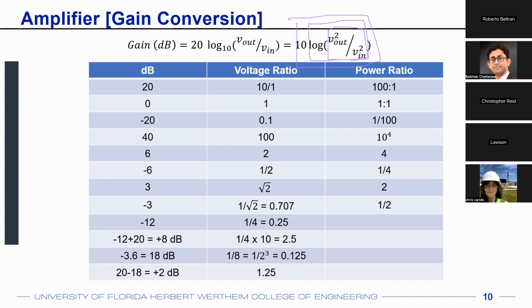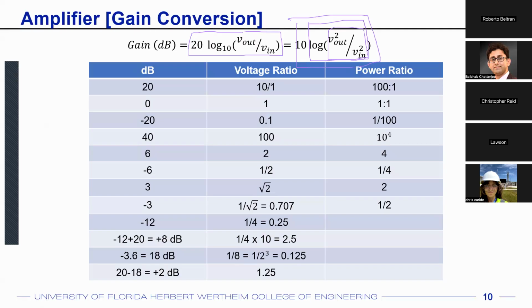Now, as you know, the property of logarithm is that if you have a square term inside, you can take the power 2 outside, and it will become 20 times log base 10 of V out over V in. So that's how the formula actually came about, that why do we say that it is 20 times log of V out over V in when you represent it in terms of decibels.